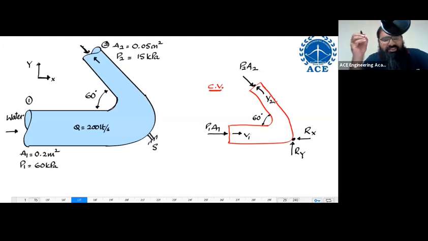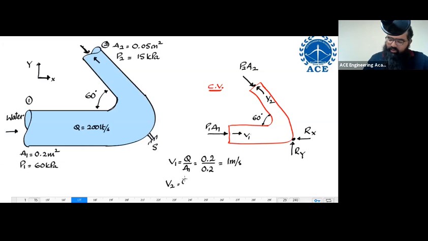Remember, every question somewhere or other will deal with the continuity equation. How to get the value of V1? I can say the value of V1 is equal to Q upon A1. That is equal to Q, 0.2 meter cube per second, divided by A1, 0.2 meter square. So V1 is equal to 1 meter per second. V2 is equal to Q upon A2, that is equal to 0.2 upon 0.05, which is equal to 4 meters per second. Shall we quickly finish this off?